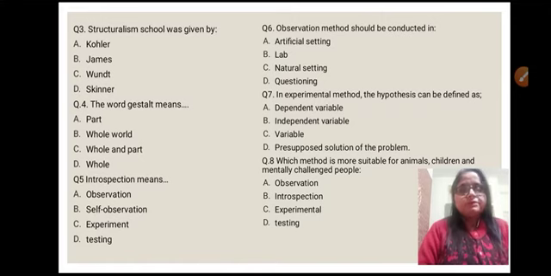Introspection means intro, self, spection, observation. That is self observation. Observation should be conducted, as I have already told you, in a natural setting. In the experimental method, the hypothesis can be defined as a presupposed solution of the problem. Which method is more suitable for animals, children, and mentally challenged people? Observation method. So this is all about unit 1.